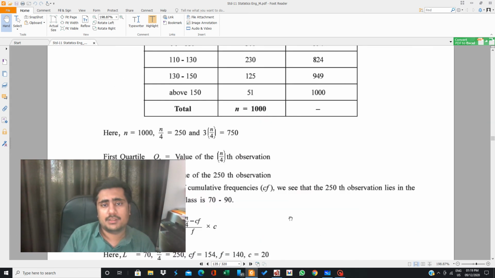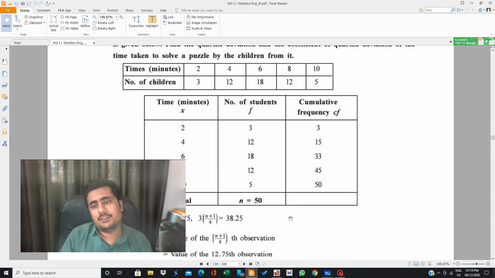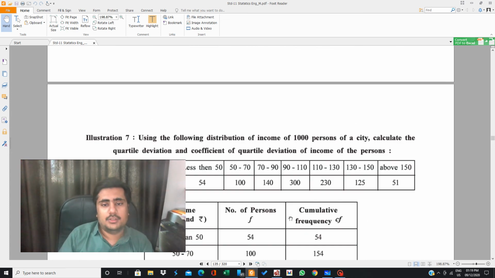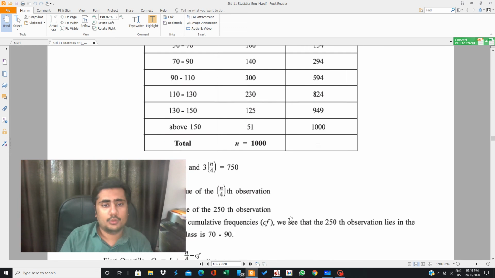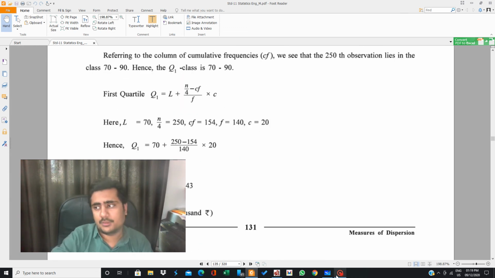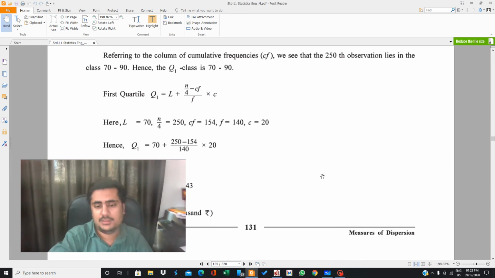Then it was about when fi is given. When fi is given, you have to search for the CFI, and then you have to apply the formula, the value of the (n plus 1) upon 4th observation. Then you have to continue with the classes. In classes, your formula for q1 was extended with this formula, that is L plus (n by 4 minus CFI) upon fi into C. So now we will proceed with the next topic.